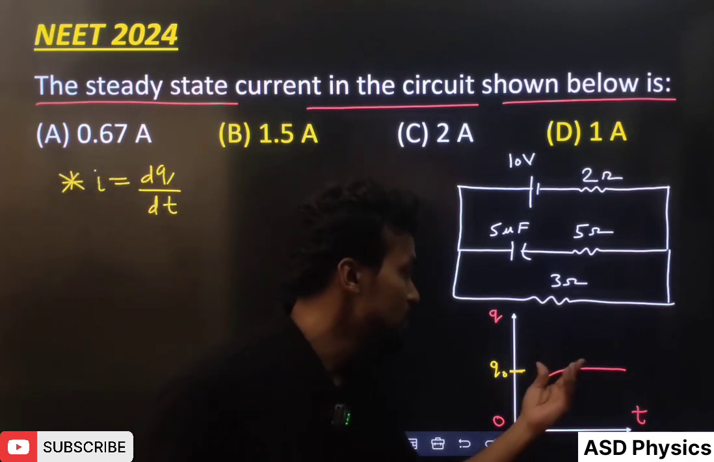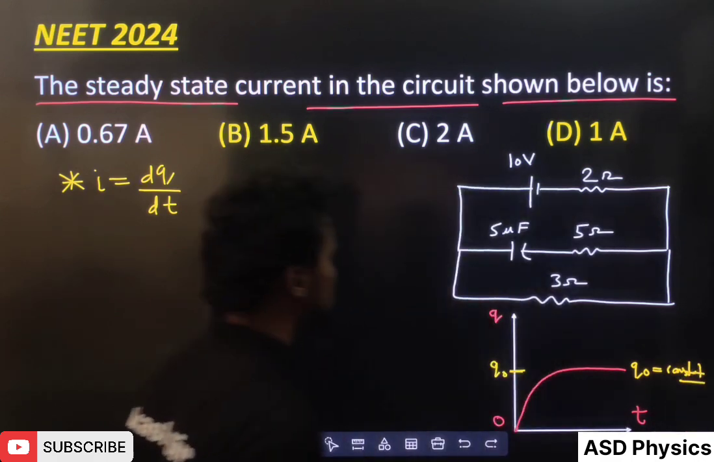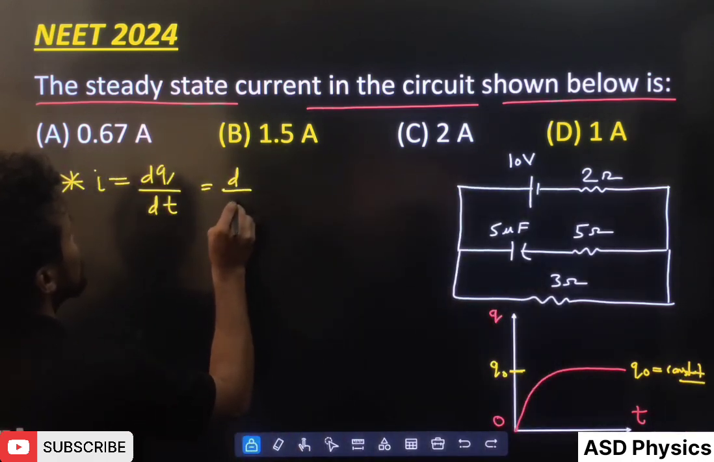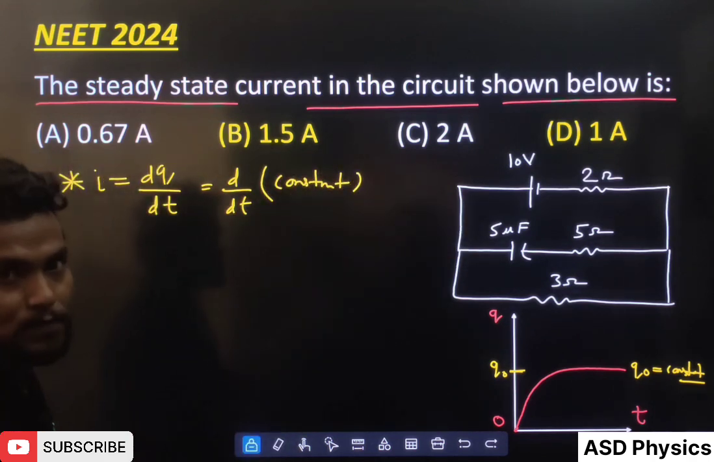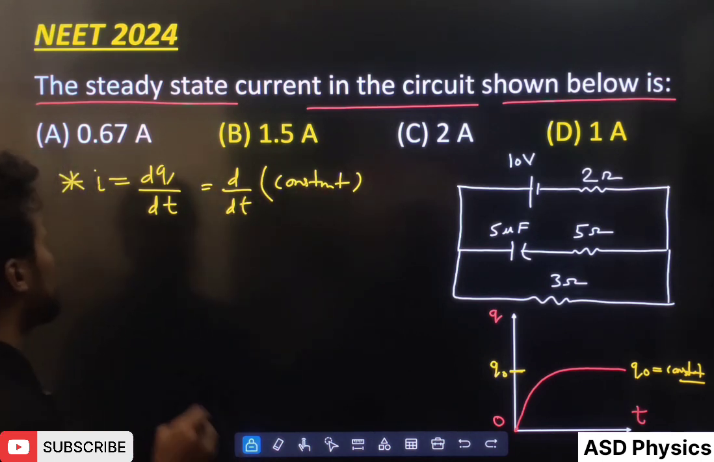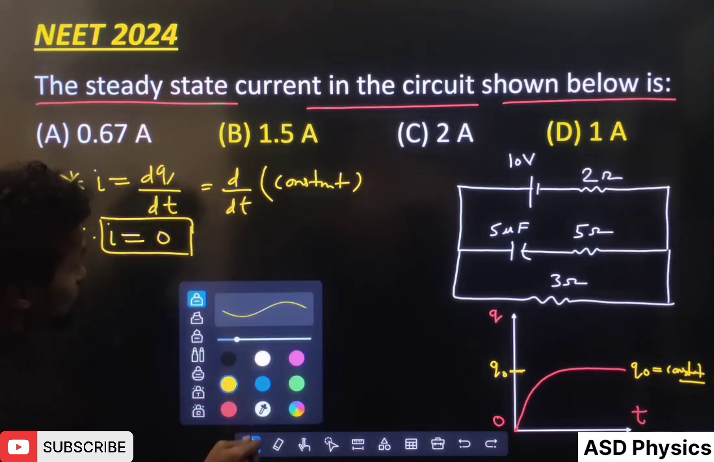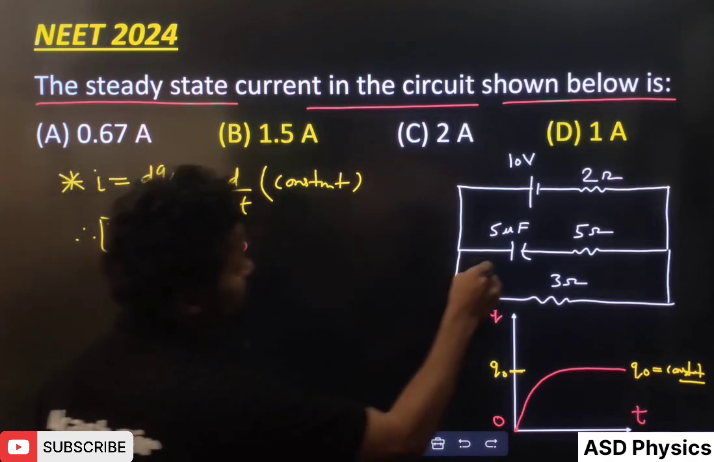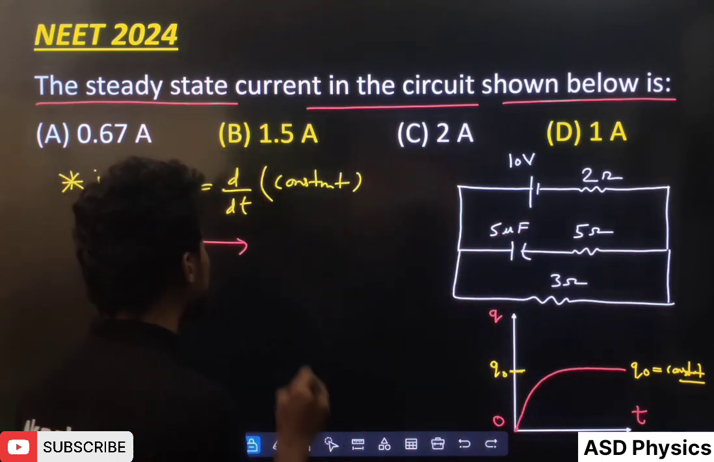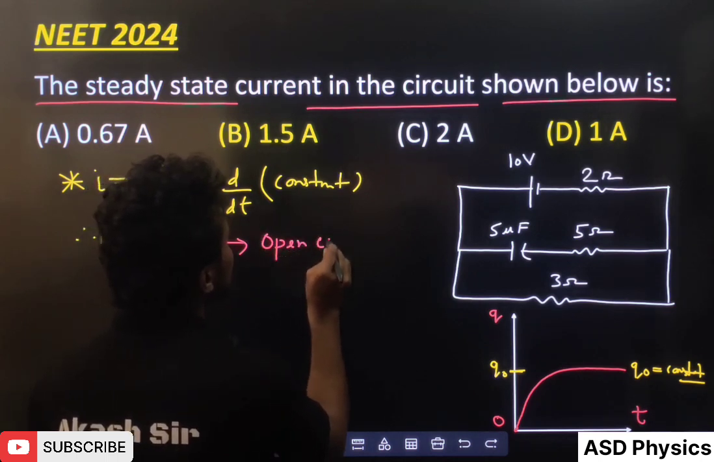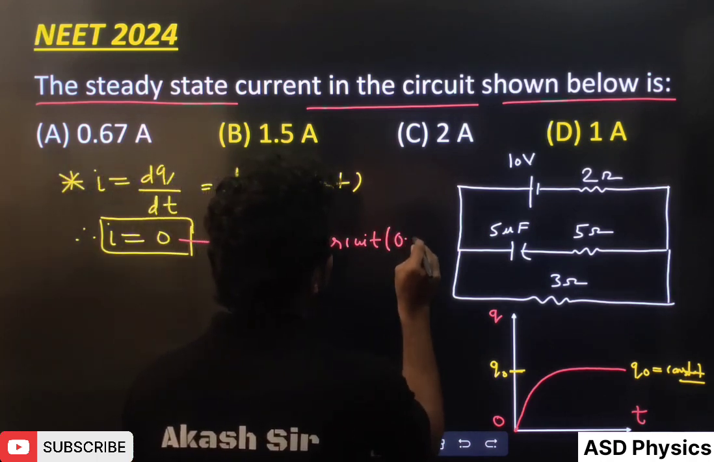But what happens after some time? This charge becomes constant, because the capacitor is fully charged. Charge constant means dq by dt, the differentiation of a constant, is 0. So I equal to 0. What is the meaning of I equal to 0? If there is no current through a branch, that means this capacitor is not allowing any current. That means the capacitor is an open circuit, or in short form we can say OC.